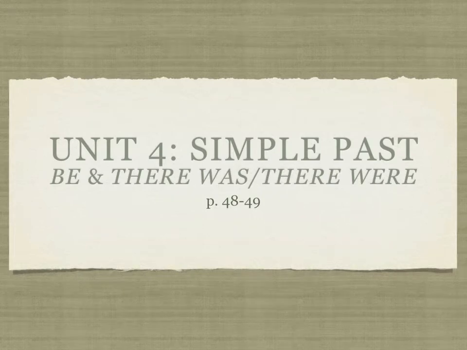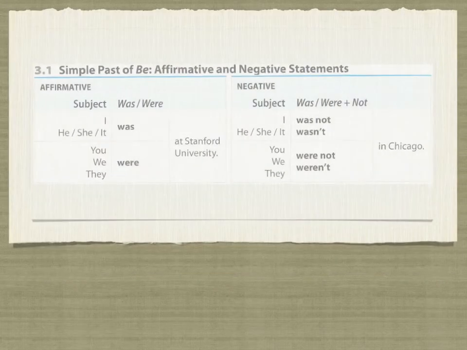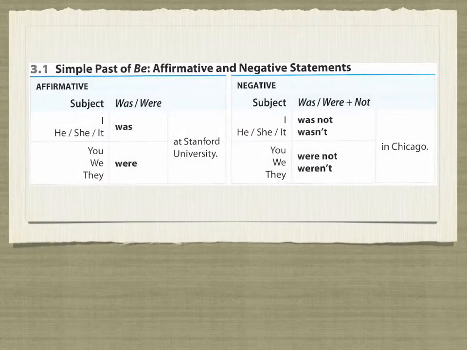This presentation will focus on the second half of Unit 4, which is about be and there was or there were. It's on pages 48 through 49. So the first chart is 3.1. It tells about the simple past of be in affirmative and negative statements.